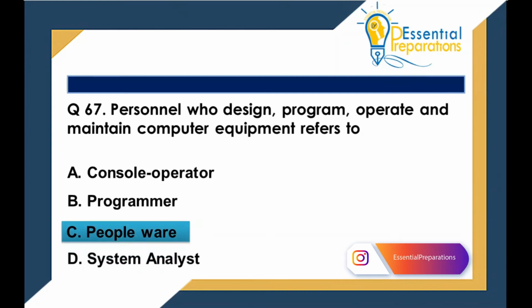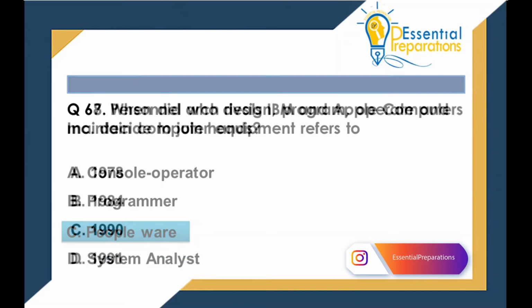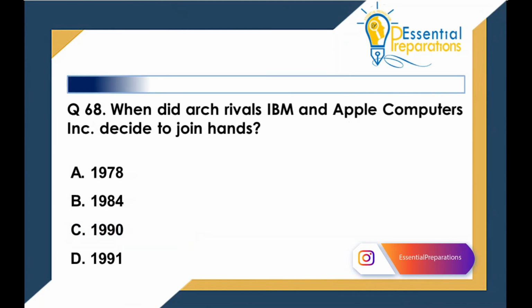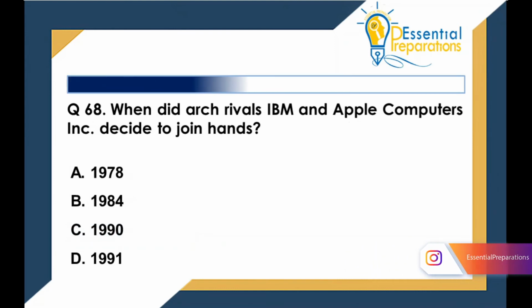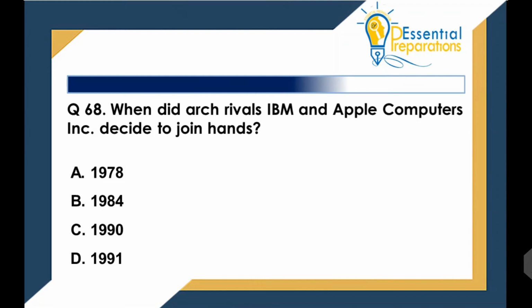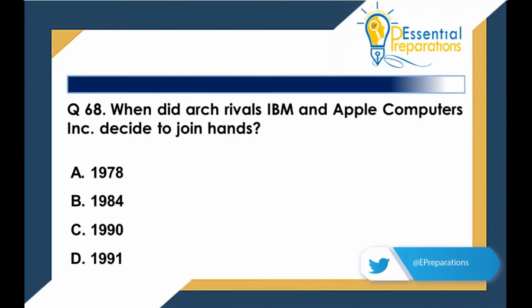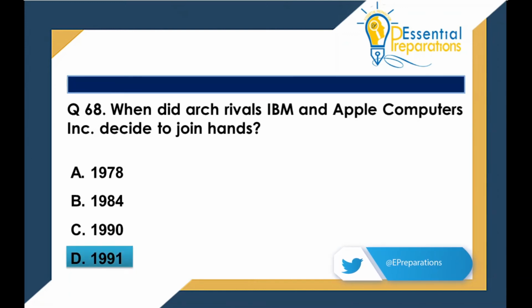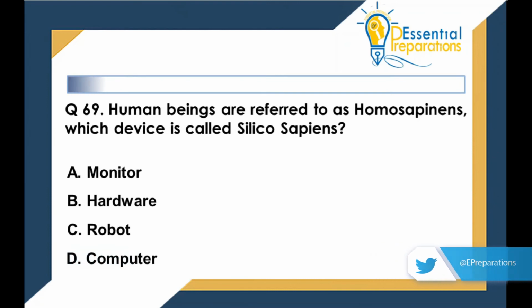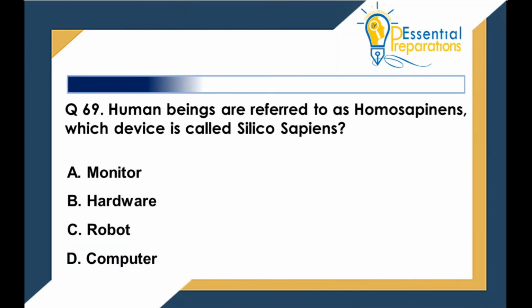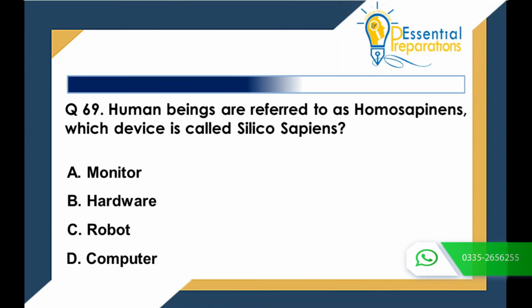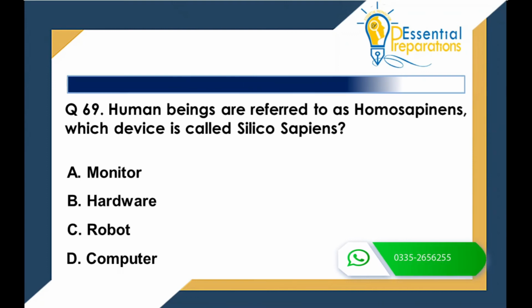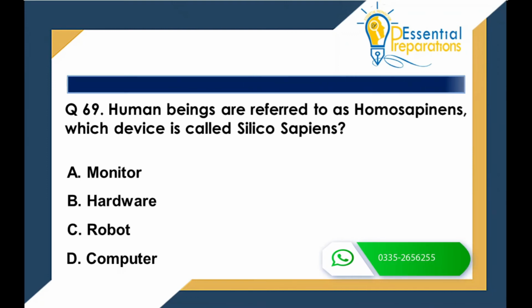C. Peopleware. When did arch rivals IBM and Apple Computers Incorporated decide to join hands? D. 1991. Human beings are referred to as Homo sapiens, which device is called Silico sapiens? D. Computer.